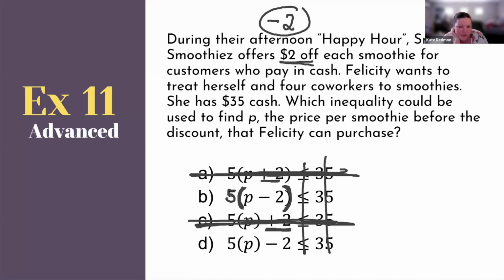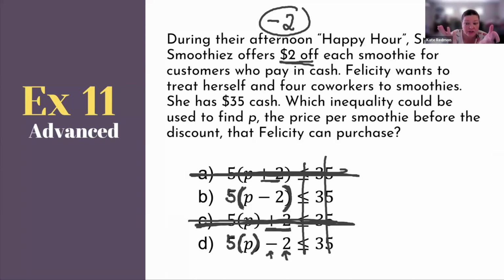See the parentheses around P minus 2 there? What's the difference? Am I just multiplying 5 by P, the price, and then taking off the $2? So is the $2 coming off once, or is the $2 coming off every single time?